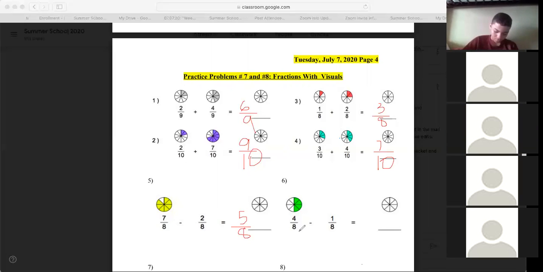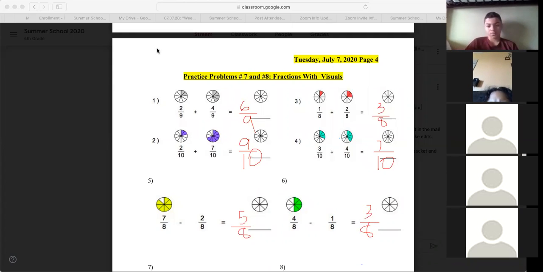Number 6, we got 4 8s minus 1 8. If I take 1 away, how many are left? 3 8s. All right, 3/8. So please write that down while I see who needs to be omitted.